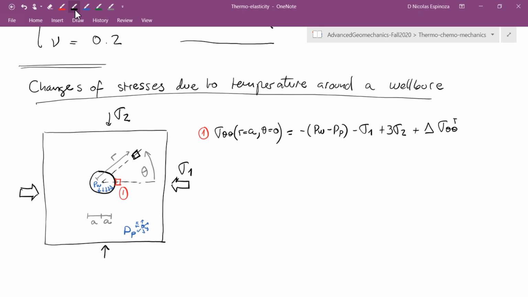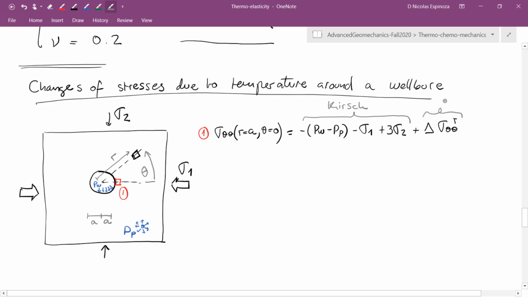This part, let me emphasize, just comes from the Kirsch equation. And again, if you want to see that in detail, please go to my notes. And this is the part of the thermal stress, which is the new thing that we are adding within this chapter. And let me just complete the equation, because at this point, what you would expect is that you're going to have the lowest hoop stress possible, where hoop stress is sigma theta theta.